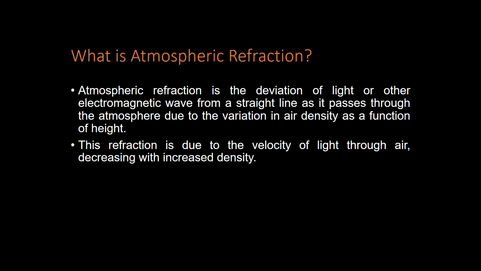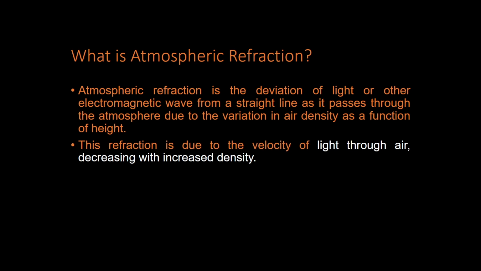What is atmospheric refraction? Atmospheric refraction is the deviation of light or other electromagnetic waves from a straight line as it passes through the atmosphere due to the variation in air density as a function of height. This refraction is due to the velocity of light through air decreasing with increased density.